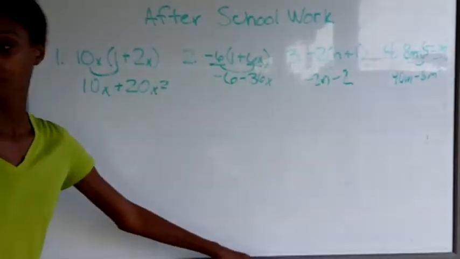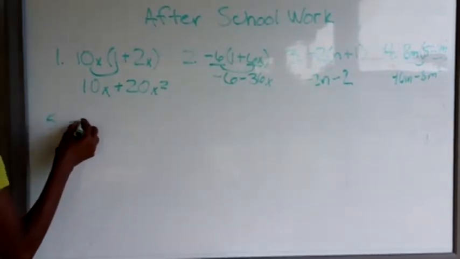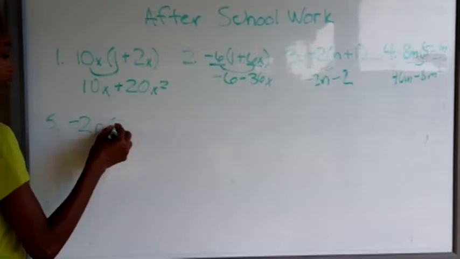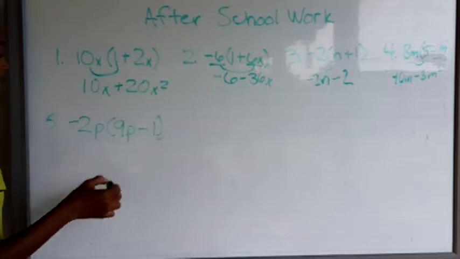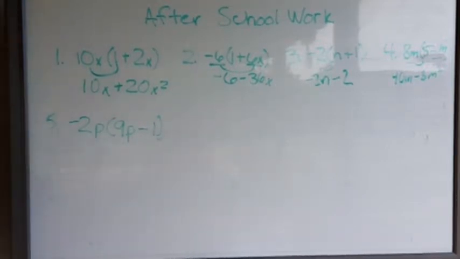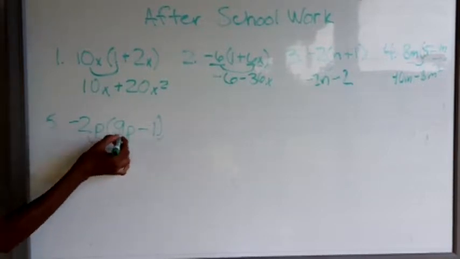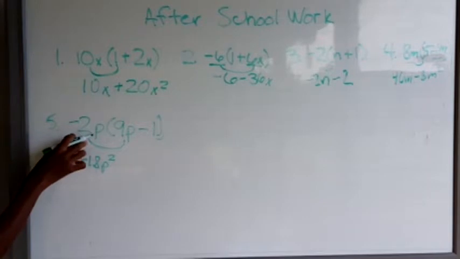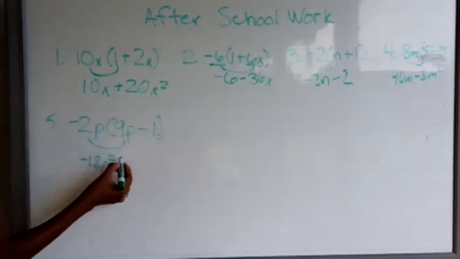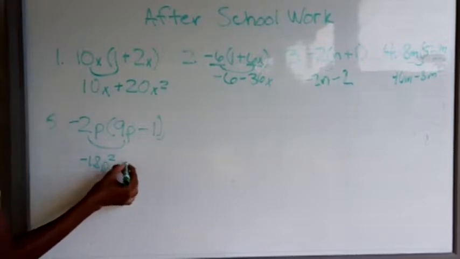What was number 5? Negative 2p, open parentheses, 9p minus 1. Alright, we have negative 2p times 9p minus 1. So we do negative 2p times 9p. Negative 2 times 9 is negative 18. And p times p is p squared. And then we have negative 2p times negative 1. So that's going to be positive 2p.